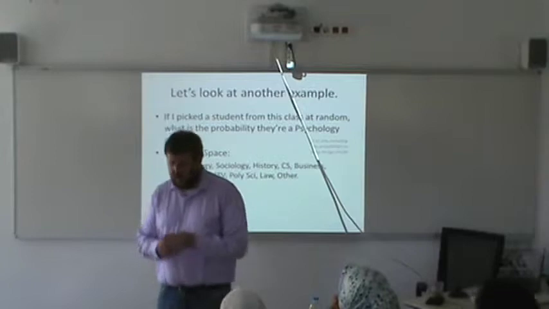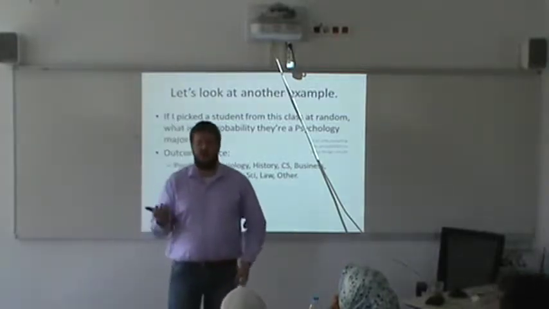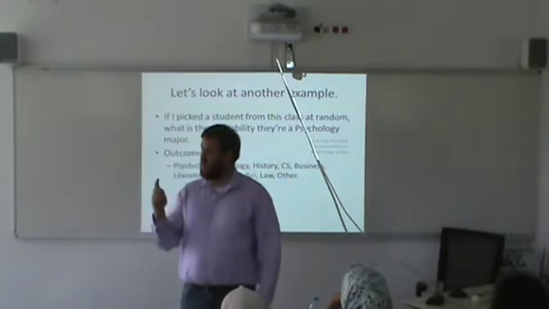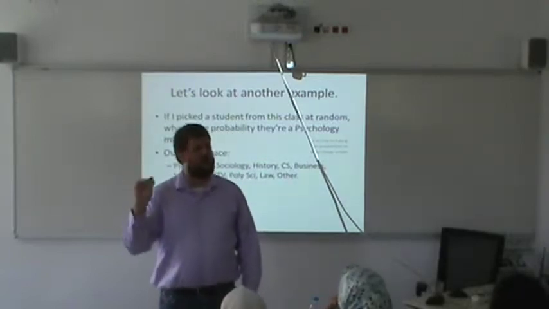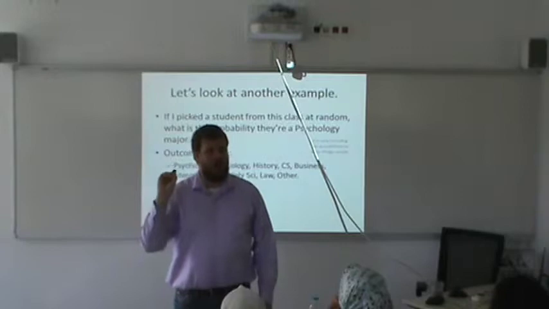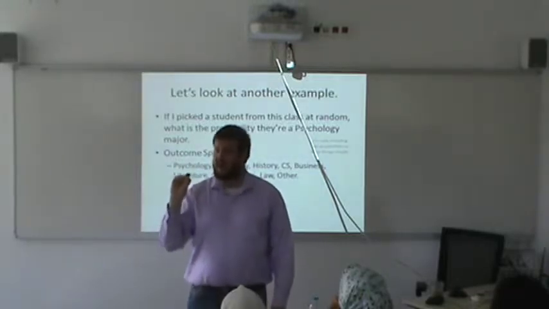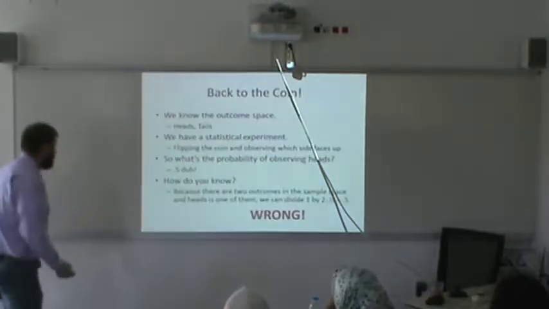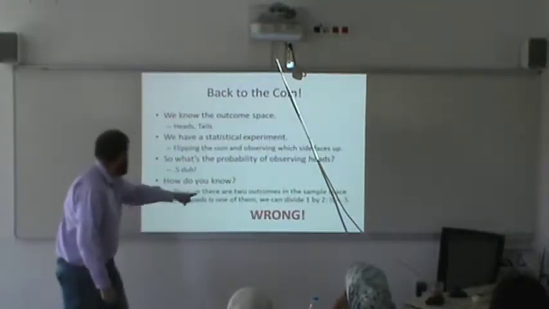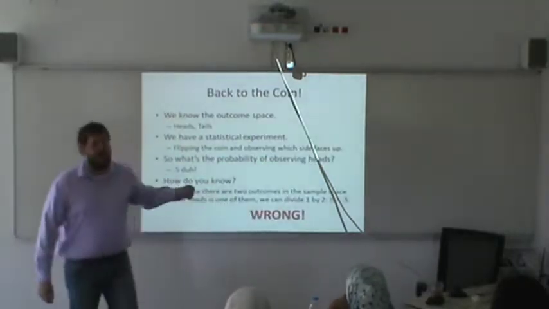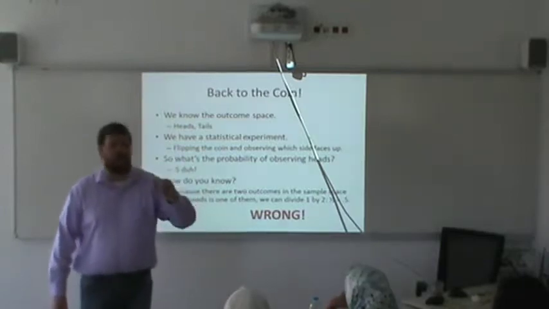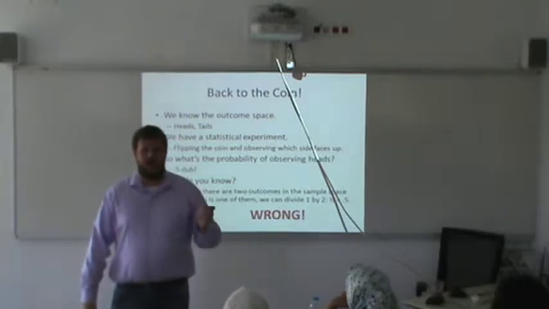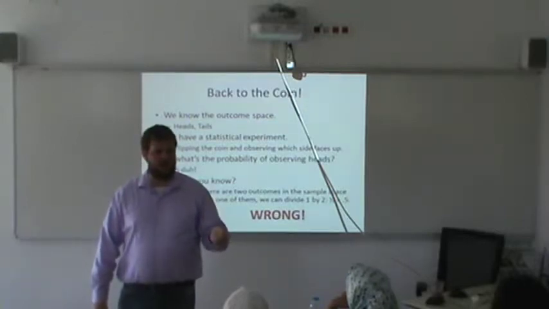The key thing that allowed us to answer this question so easily is, one, we know for a fair coin how many outcomes there are. But knowing the number of outcomes is not enough. So the way that I phrased it earlier, right, there are 2 outcomes, and heads is one of them. It's not just that there are 2 outcomes. It's that there are 2 equally probable outcomes.